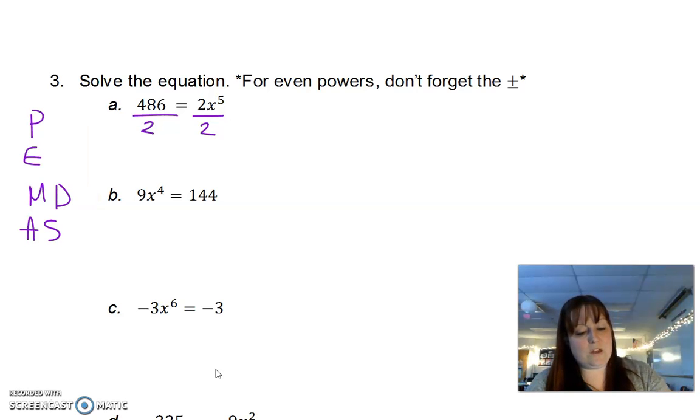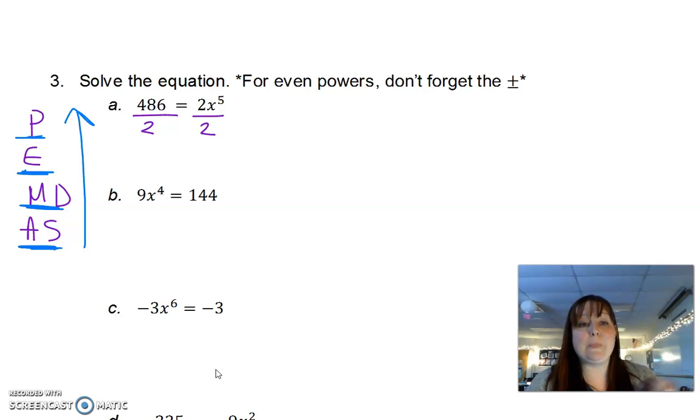But when we're solving equations and we need to get things by themselves, we go this way. So we start by getting rid of any adding and subtracting, then we get rid of any multiplying, dividing, then we get rid of exponents, then we get rid of parentheses or grouping symbols, okay? So the first thing we're going to do is divide by 2. Okay, and when we divide by 2, we get 243 equals x to the 5th.